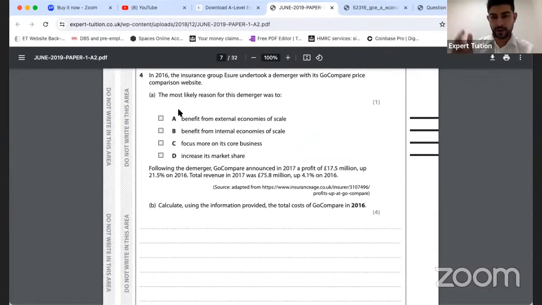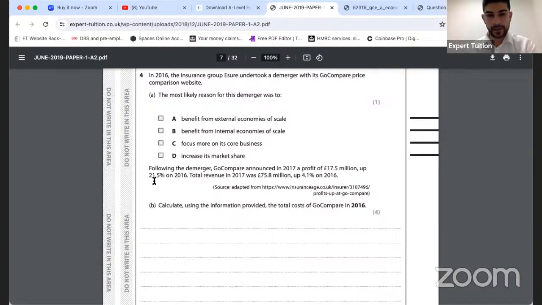The first bit, pretty straightforward, forget the multiple choice. So what we have now is it says the following. It says, following the demerger, Go Compare announced in 2017 a profit of £17.5 million. So I'm going to write that down on my board so that when I basically share my screen again. So profit in 2017 was £17.5 million. And that was up 21.5% from the year 2016. Their total revenue in 2017 was £75.8 million. So 2017 TR was equal to 75.8 million. And that was up 4.1% from the previous year.